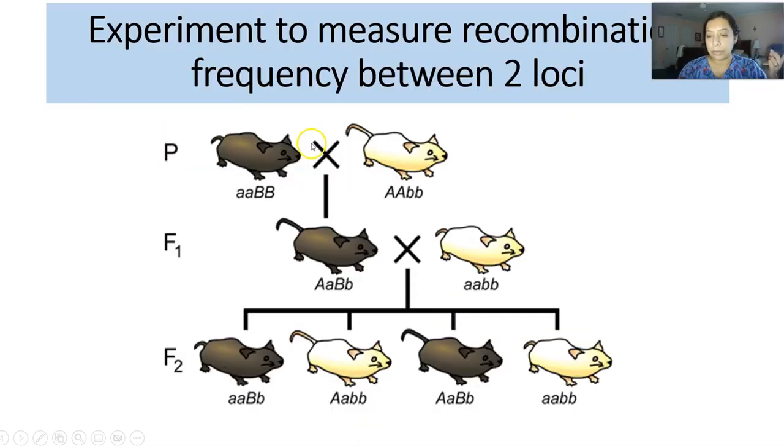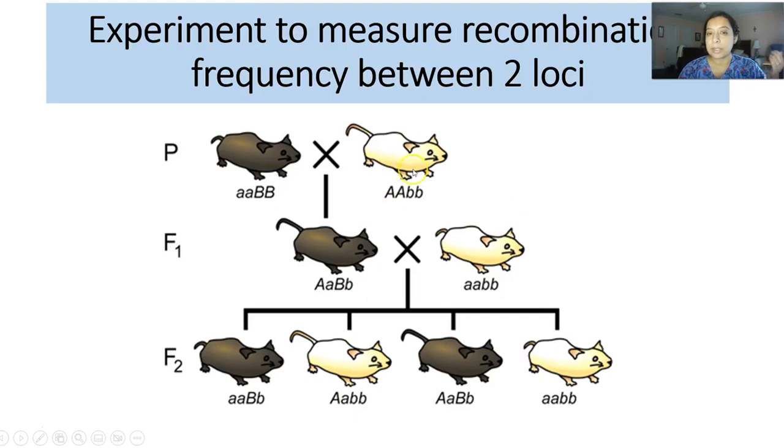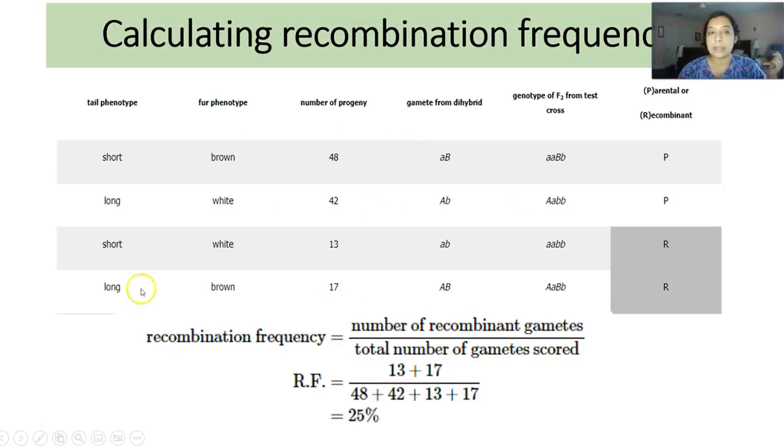So short and brown, that's one of our parents. So that's going to be our parental. It gives you the number of progeny that had that phenotype, and then the gametes from the dihybrid that would have given you that. So this is little a and big B. That's one of the parental gametes, and that's what you would write here. Second is long and white, and so they tell you the number of progeny and again the gametes from the dihybrid, and that's again one of your parentals, right? Because white and heterozygous is that.